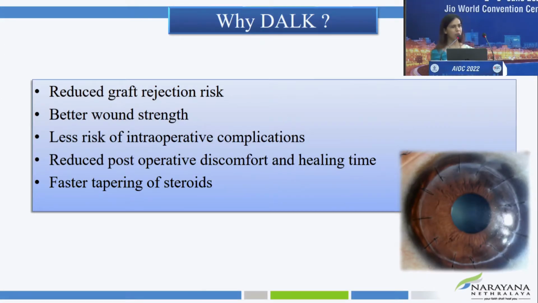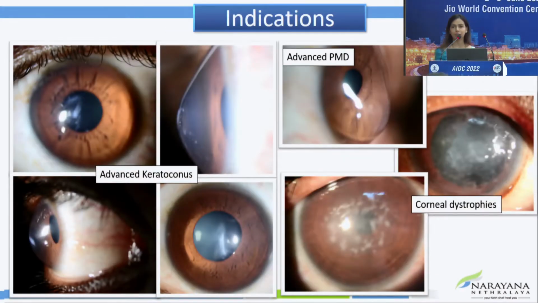So of course, we don't really need to get into why DALK. We all know it's because there's so much advantages we're leaving behind the endothelium there. There's a lot of wound strength that we have, less intraoperative complications, patient's healing time, and of course, we can taper the steroids faster. And there are a wide variety of indications that we could use this surgery for. Ectasias are one of the most common that we rely on this surgery for, of course, but they can also be for various types of dystrophies, corneal opacities, and certain infections, as we'll be seeing later through our talk.